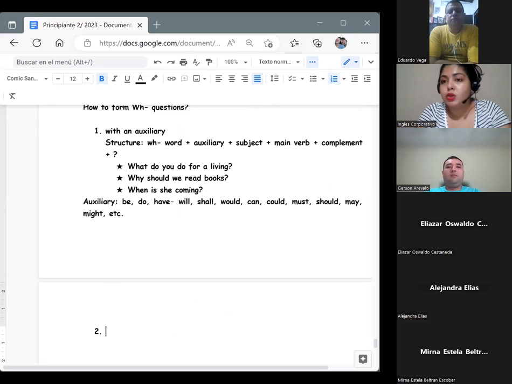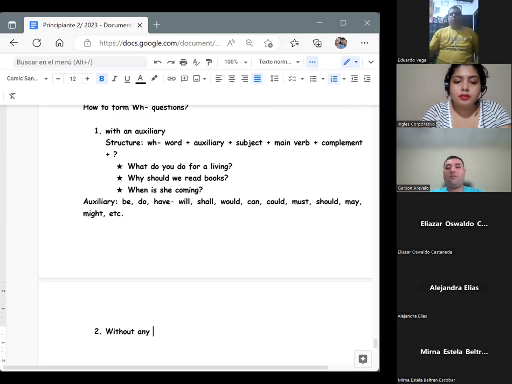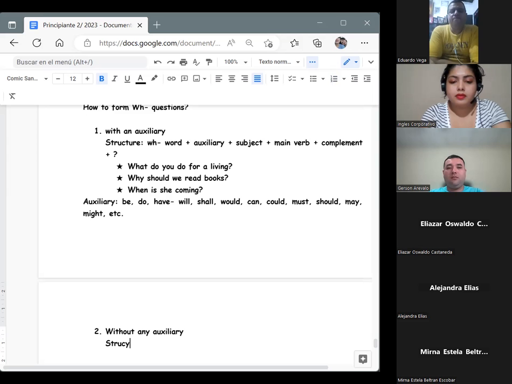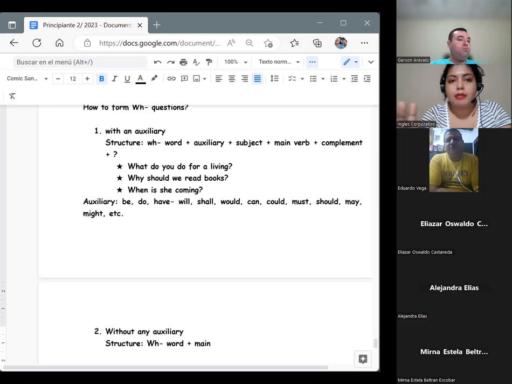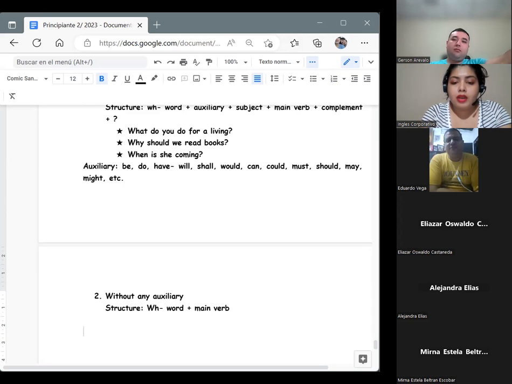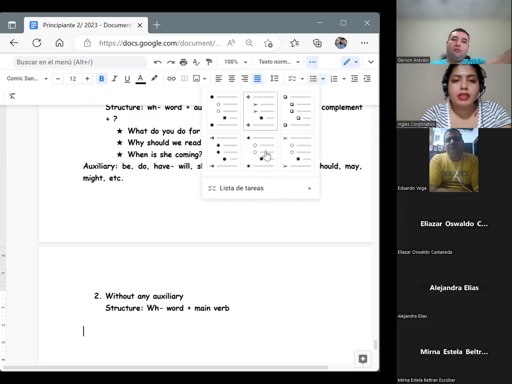Ahora, vamos a ver la segunda estructura, que es without any auxiliary. Aquí no llevamos auxiliares para las preguntas. And in this case, we have this structure. It's almost the same. Para nuestra estructura, WH word, plus the main verb. Aquí nos saltamos directamente al main verb. Y vamos a ver por qué. Vamos a ver cuál es la estructura solo con esas dos partes. We are going to see the examples. ¿Por qué nos saltamos directamente al main verb?